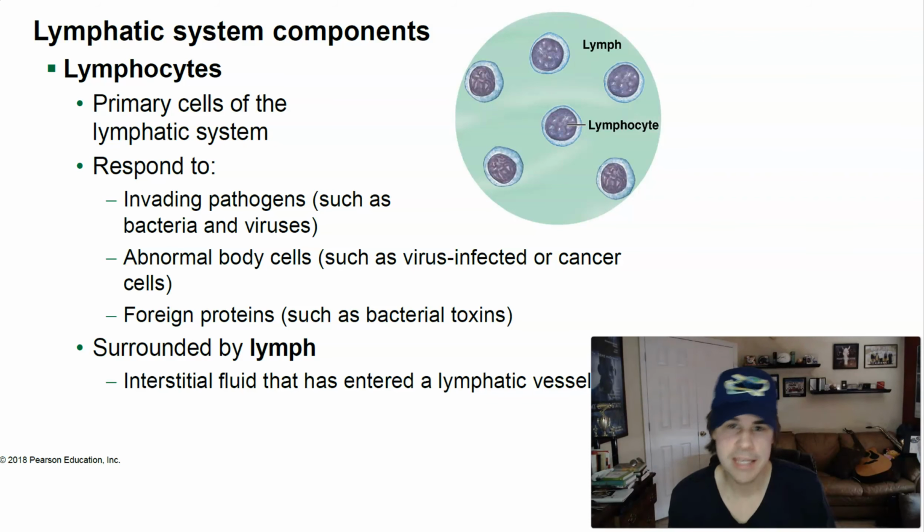They also respond to abnormal body cells like cancer cells. Most of the time, your body detects and kills cancer only when it's really aggressive or really mutated, you could say, or when the body is overwhelmed. But most of the time, the body seeks out and destroys problems, and foreign proteins such as toxins. So these cells are very important for your well-being.